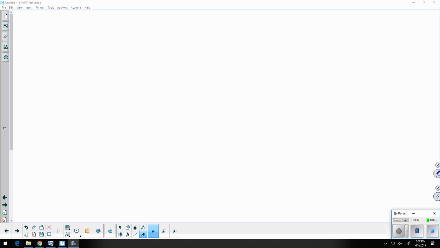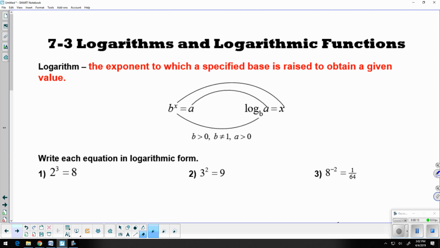All right, and we're back. So our next section in our notes, we're skipping 7.2 momentarily. We'll come back to that in a little bit. But we're moving on to actually 7.3 is the next section that I have for you, which is logarithms.